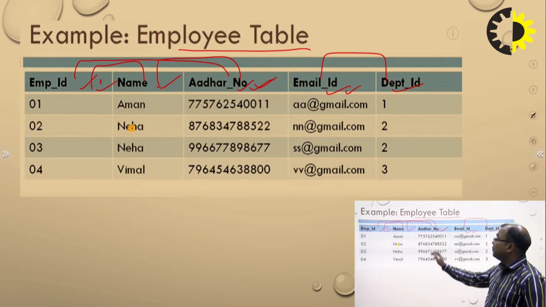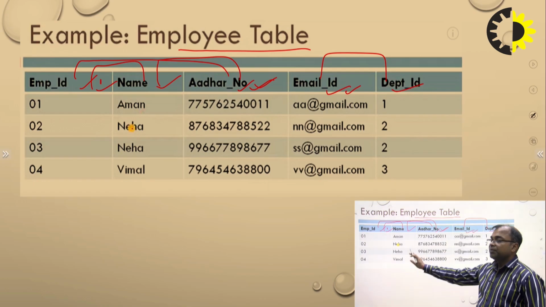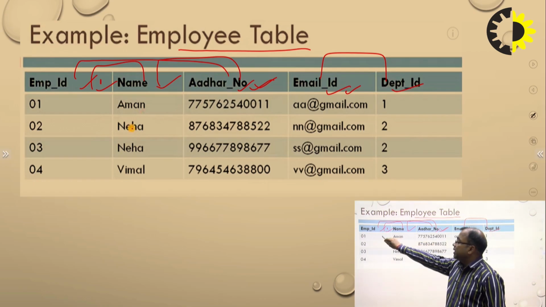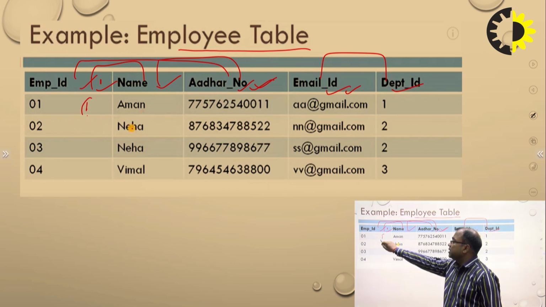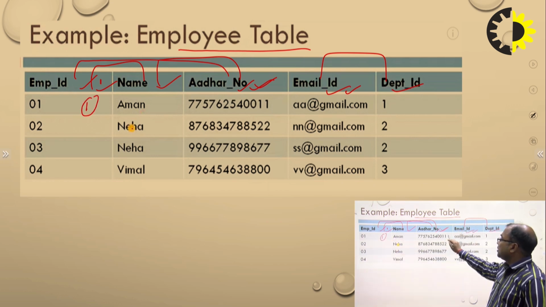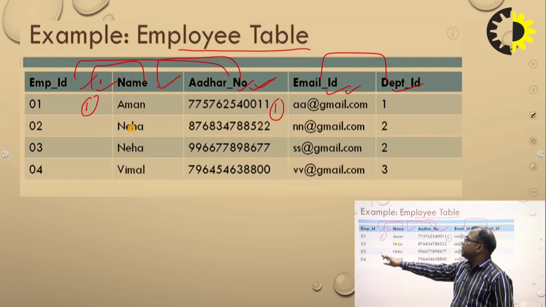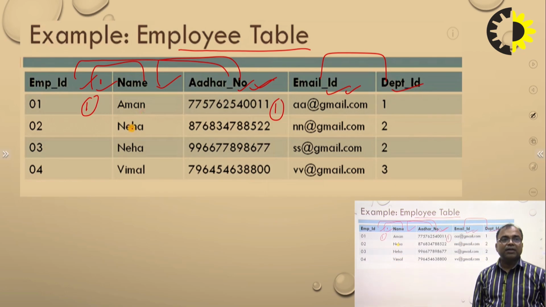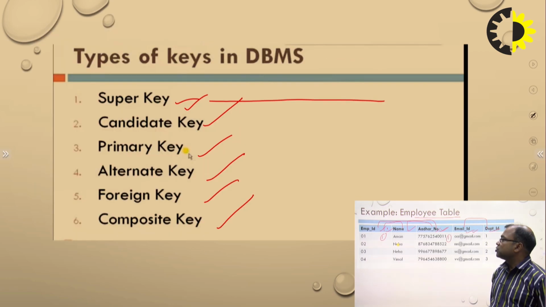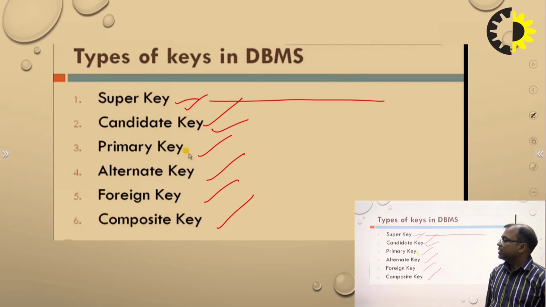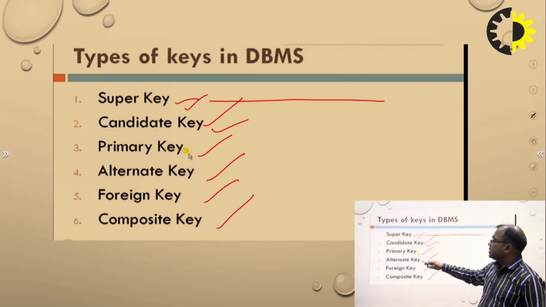So we have combinations of keys here also, but the minimal super key means the employee ID itself is a key, so it is a minimal super key. Aadhaar number itself is a key, it is a minimal super key. It may be a combination of employee ID and name and others, which is the minimal combination of the key, that is known as the candidate key. We'll see later on with an example also, but here is the basic fundamental.